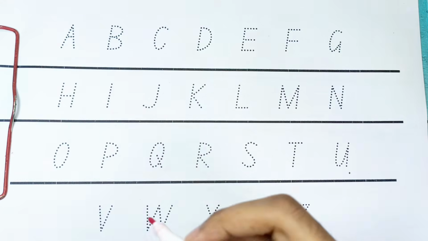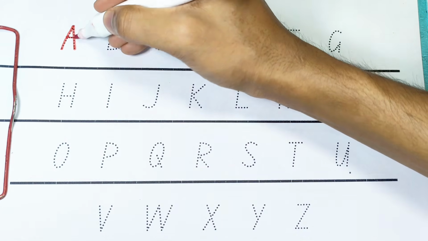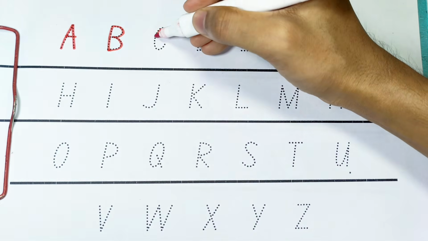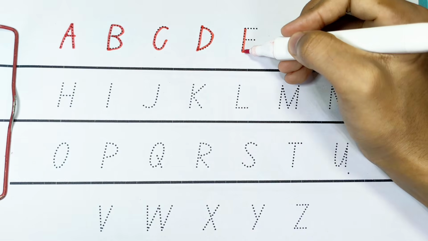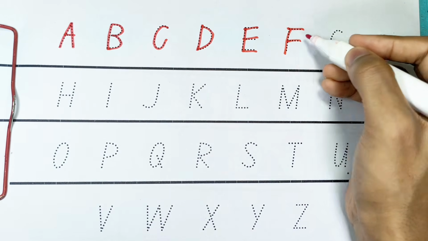Geranium color. Today we're writing alphabets A to Z. Stay with us. First we're writing the alphabet of A. B. C for cow. D for dog. E for egg. The next one is F. F for fish, F for fan.